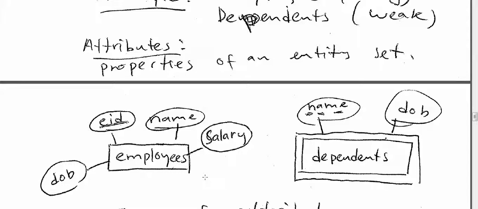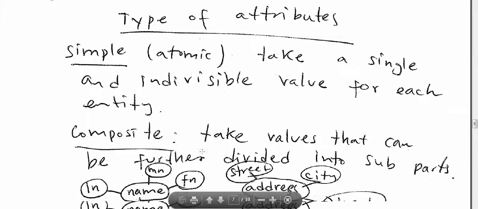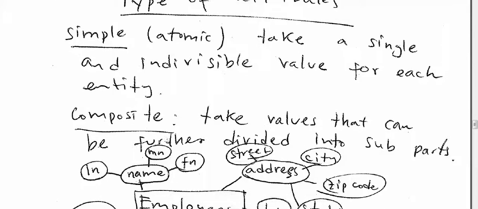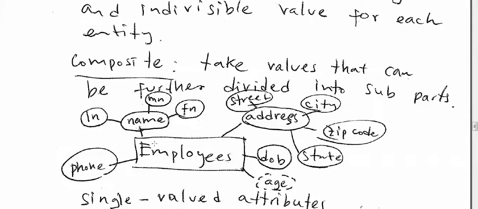Now, attributes can be simple or composite. Simple is the most common. For example, here in employees again, phone number is simple, it's just the ellipse there, and that means we cannot extract any further information.